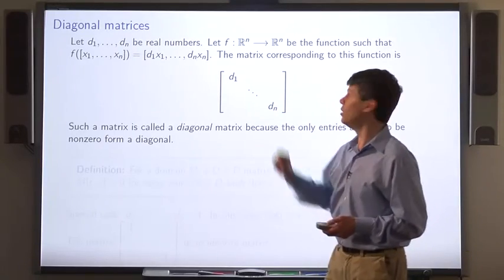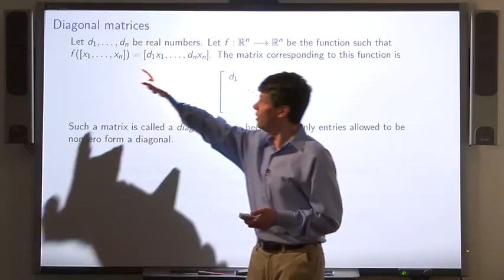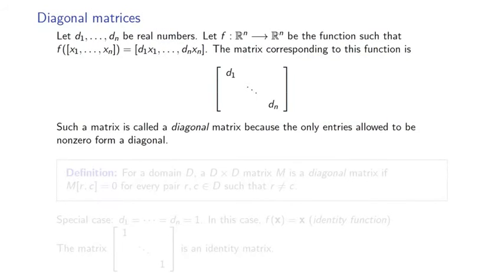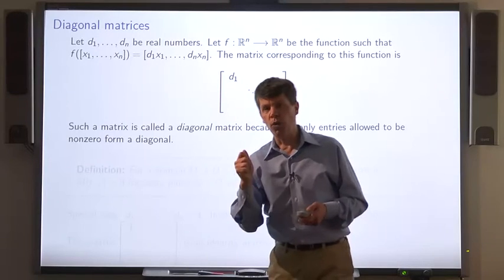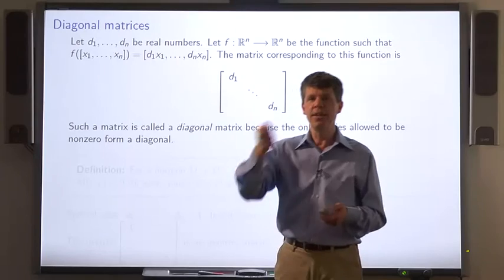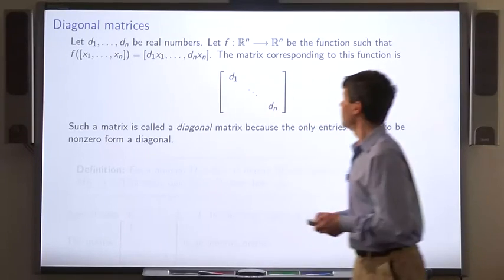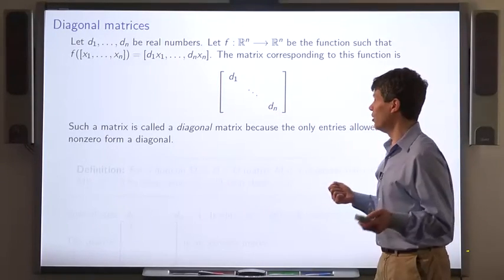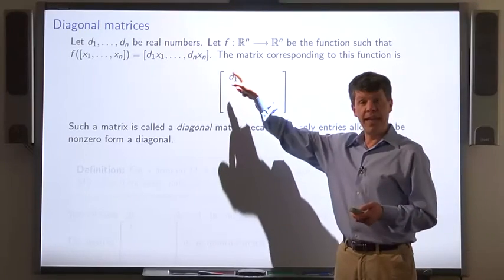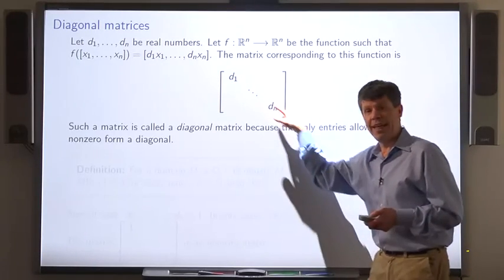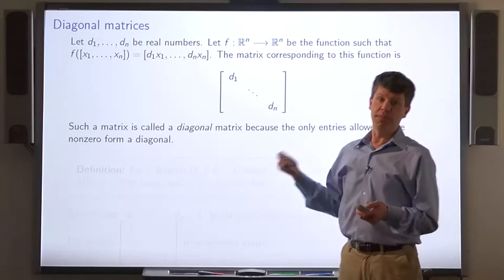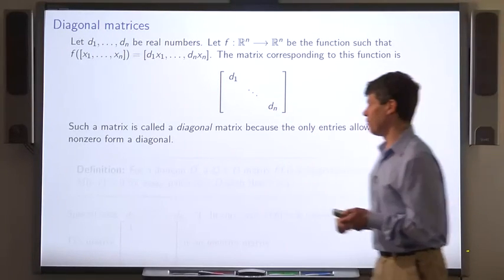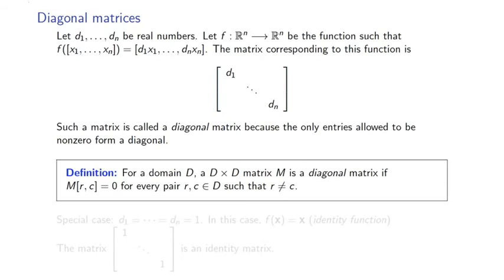Let's consider the function from Rn to Rn defined as follows. Given a vector x1 through xn, return the vector d1 x1 through dn xn. So what this function is doing is scaling in each coordinate. And the matrix corresponding to this function has the values d1 through dn going down the diagonal. This is called a diagonal matrix. All the entries off the diagonal are required to be 0.